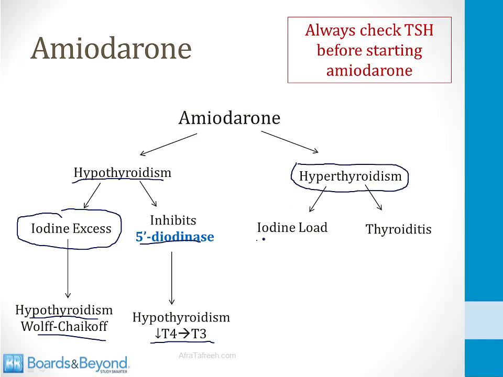There are also two mechanisms by which amiodarone can cause hyperthyroidism. It represents an iodine load, and this can lead to hyperthyroidism in patients who have adenomas. And as I said before, it can also cause thyroiditis. So I've written a very important point at the top of the screen here, which is that you always need to check a TSH before starting any patient on amiodarone. You need to establish the baseline so that you can use it for comparison if the patient develops thyroid symptoms later.